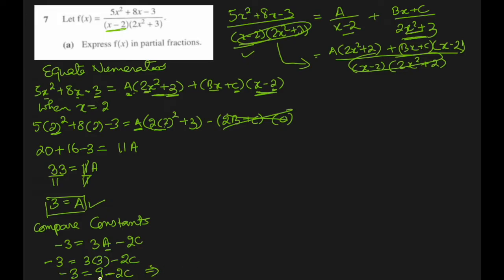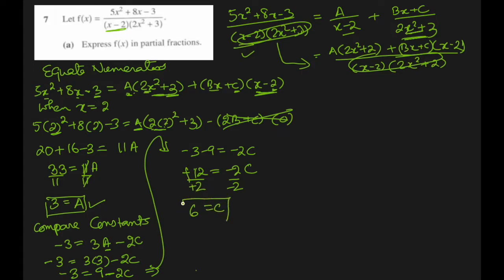And what does that give me? If 9 goes the other side, minus 3 minus 9 equal to minus 2c. And rather let me shift it to the upper side so that I can solve it here. So minus 12 equal to minus 2c. So c, divide both sides by minus 2. Positive 6, that is c. We got c also. What next?